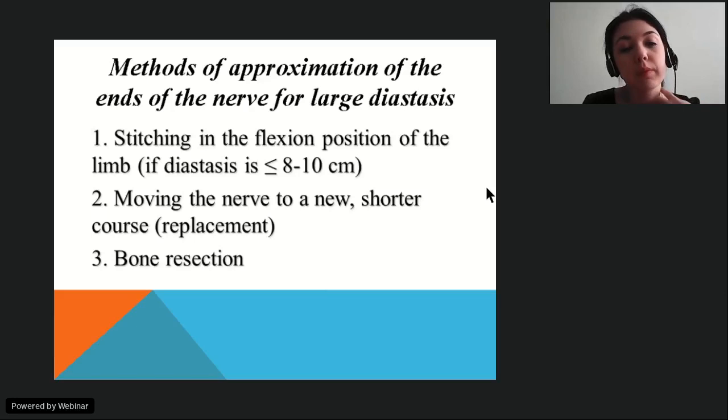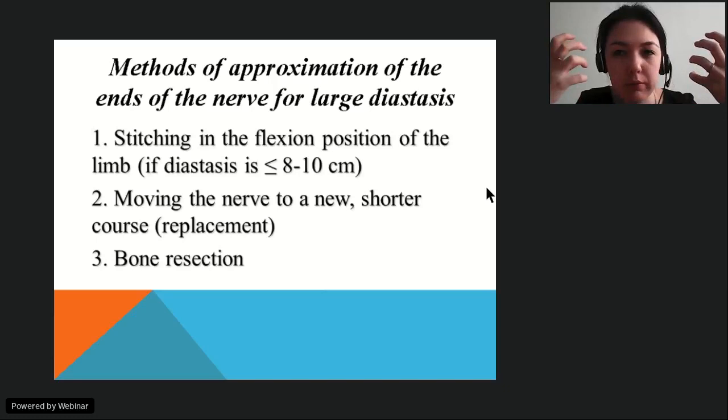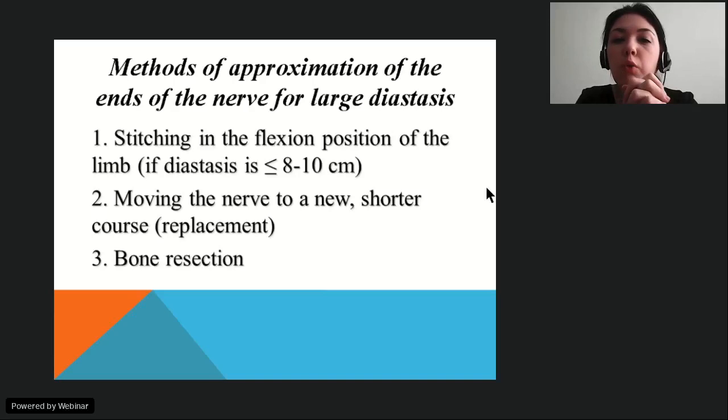So what are the methods of approximation of the ends of the nerve in case of large diastasis? In some cases, when we try to approach the proximal and distal ends of the nerve to each other, we get very high tension. In case of high tension, normal functioning of the nerve is impossible. Stitches will be cut with time, and again the proximal and distal ends will move far from each other. So what to do in this case?